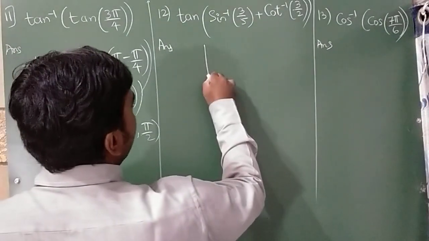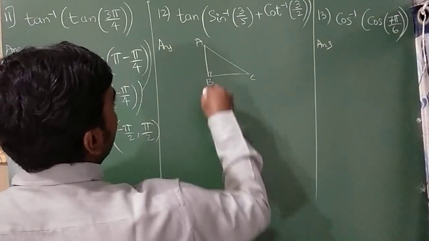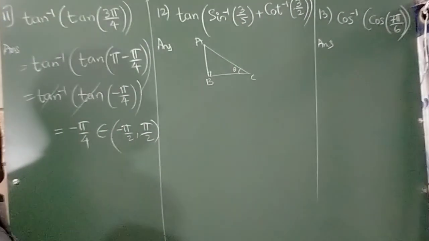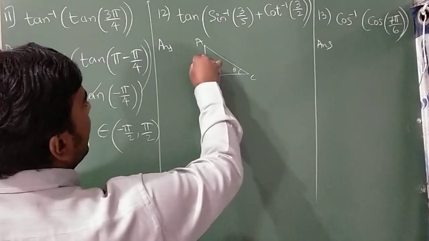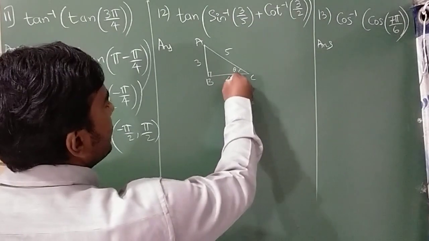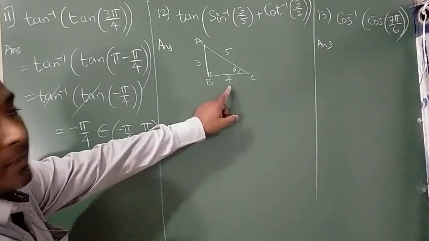I'll draw a triangle here. So A, B, C. Okay, if I take a theta here, sine formula is what? Opposite upon hypotenuse. So this is 3, this is 5. According to Pythagoras theorem, this will become Pythagorean triplets. So this will become 4.